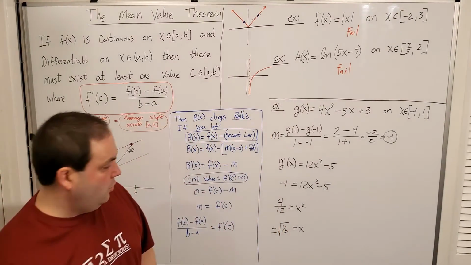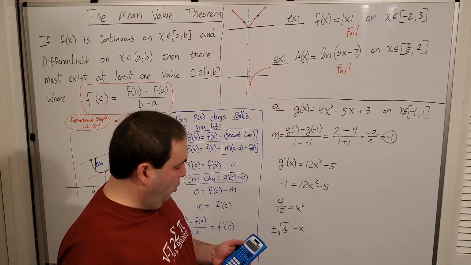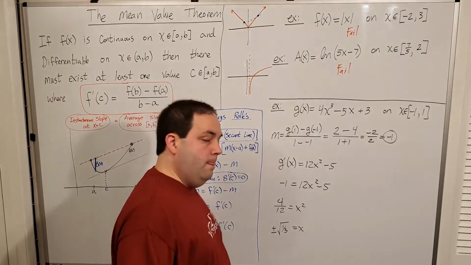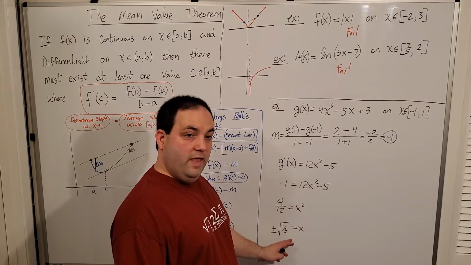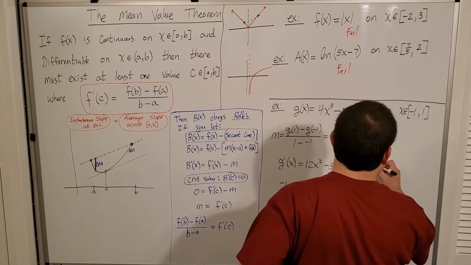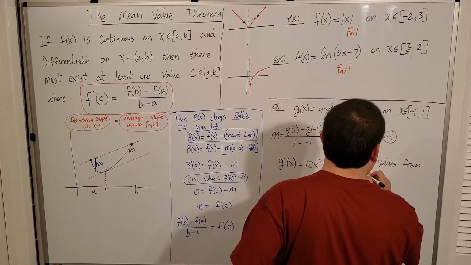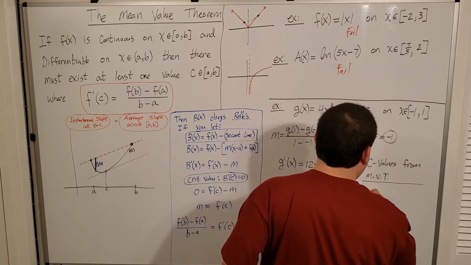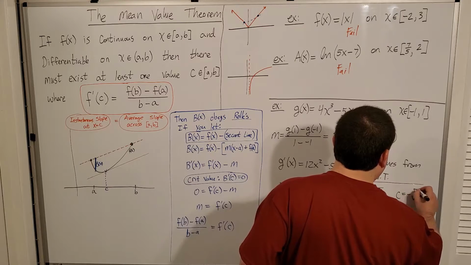Well, let's double check and make sure. The square root of 1/3 is 0.5774. Okay? So both of those are in that interval from -1 to 1. Both of these points are in that interval. So there are actually two c values. The c values from the mean value theorem would be c equals square root of 1/3 and c equals negative square root of 1/3.